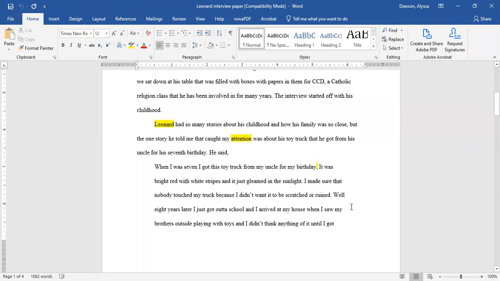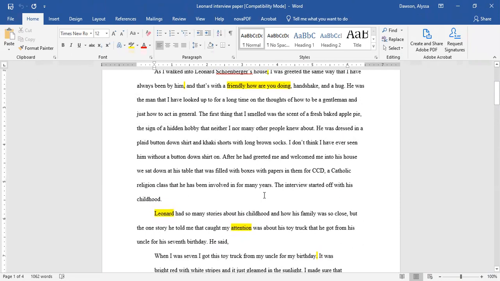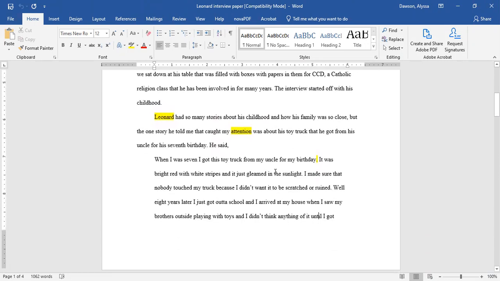This one is really cool because it has some longer stories as well as shorter stories. I really wouldn't necessarily recommend doing a gigantic block quote, but in this one, it works. This person knew Leonard from CCD.